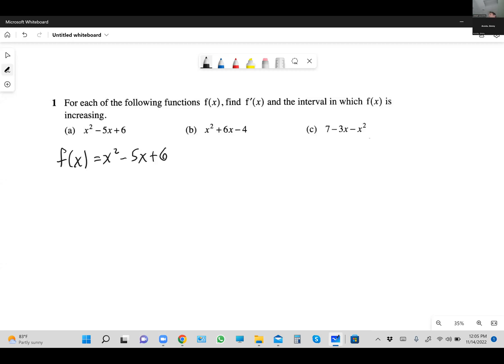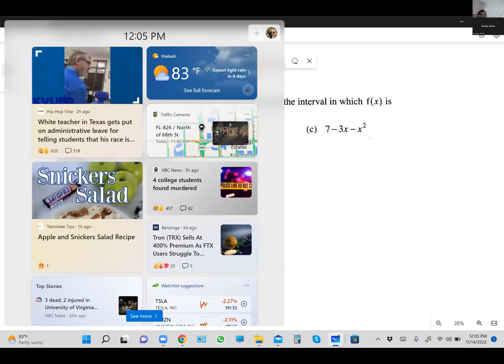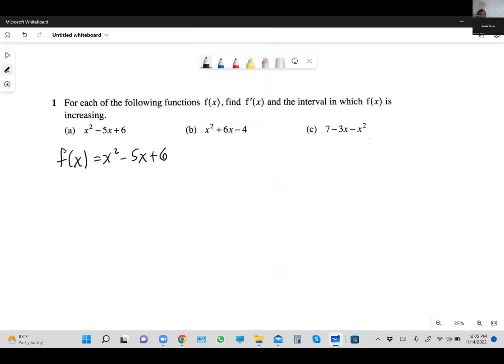Now we're good. So there we have it. What shape is x squared minus 5x plus 6? It is a parabola. Is this a face up or down? Up. Now, in this question, they're talking about when the f prime of x interval is increasing.